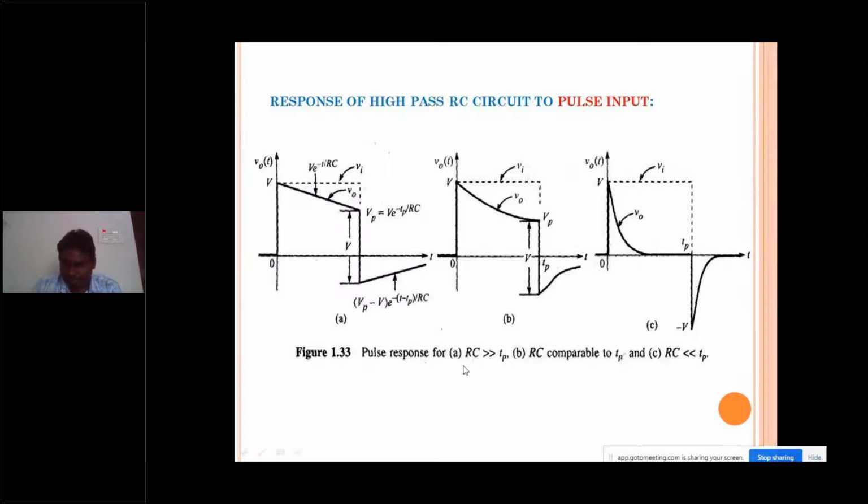So if I use different time constants, if RC is much greater than TP, then the first diagram. If RC is comparably equal to TP, then the second. If RC is much less than TP, then the output shape seems to be like spikes. These are called spikes, which means the output falls to 0 before the completion of the pulse width, and it remains 0 up to TP. At exactly TP, the input suddenly falls to 0. The output also suddenly falls by the same amount. Which means the amplitude of the positive spike is V and the negative spike is minus V. You can see 2V as an amplitude. That is the shape.